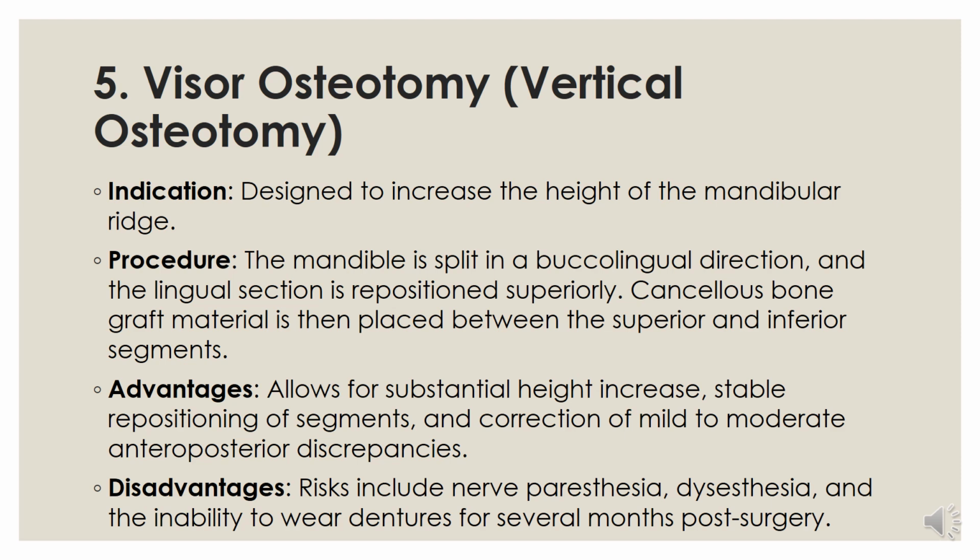The fifth one is the visor osteotomy, also called the vertical osteotomy. It is designed to increase the height of the mandibular ridge. In this procedure, the mandible is split in a buccolingual direction and the lingual section is repositioned superiorly. Cancellous bone graft material is then placed between the superior and inferior segments. It allows for substantial height increase, stable repositioning of segments, and correction of mild to moderate anteroposterior discrepancies. Risks include nerve paresthesia, dysesthesia, and the inability to wear dentures for several months after surgery.